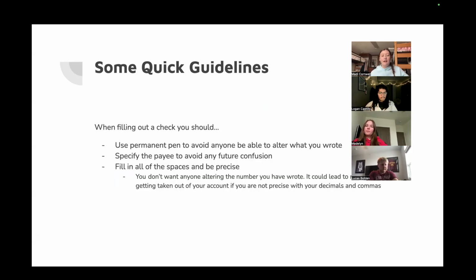On the payee line, you need to be specific to avoid any future confusion. So make sure you're putting the full company's name or the full first and last name if you're writing a check to someone. And then fill in all of the spaces and be precise. You don't want anyone altering the number you wrote, because it could lead to changing the decimal, where the period is, and that could lead to more money being taken out of your account than needed.